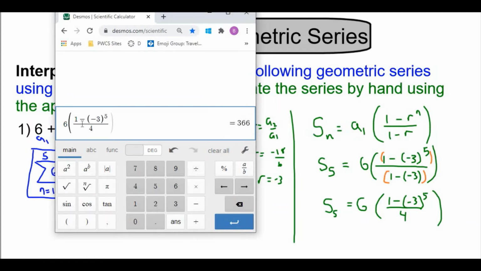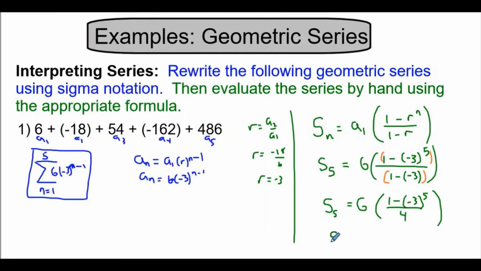You'd want to put it into fraction mode. So 1 minus, just make sure it looks exactly the same. It's one of the things I love about Desmos, is you can see it. And so S of 5, adding these 5 terms up, is 366.